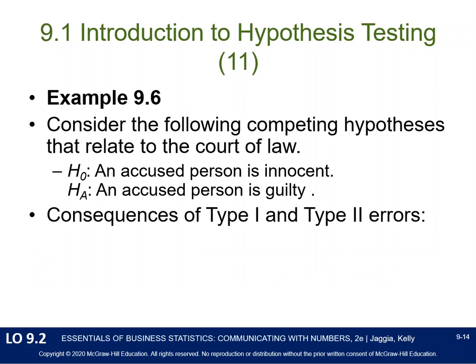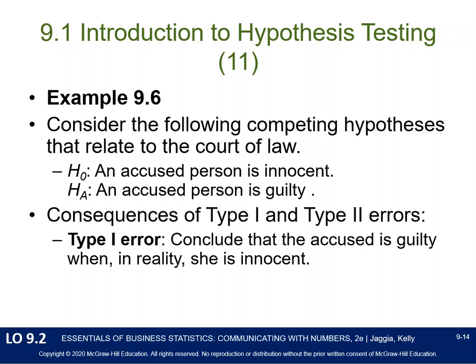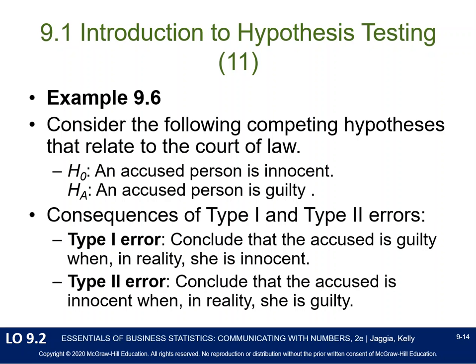So let's look at a couple more examples here. In a court of law, the null is that the person accused in a particular lawsuit is innocent. And then the alternative is that the person is guilty. So a type 1 error would be when we conclude that the accused person is guilty when in reality he or she is innocent. So that's a type 1 error. A type 2 error is when we conclude that they are innocent, but in reality he or she is guilty.